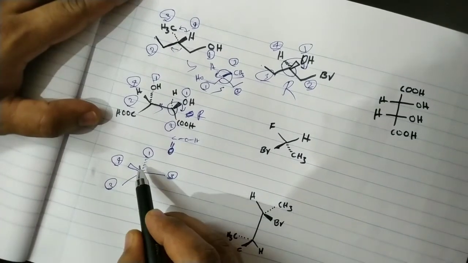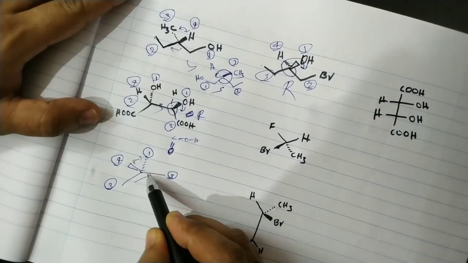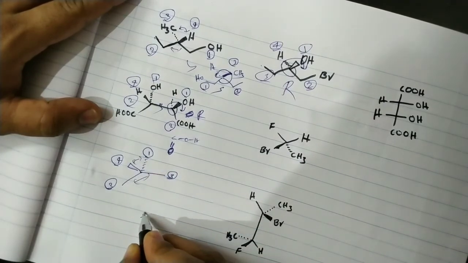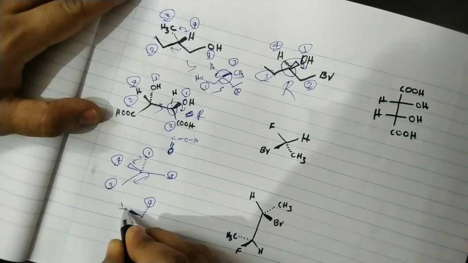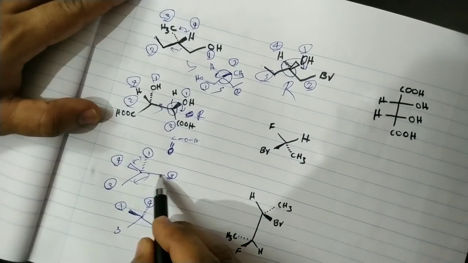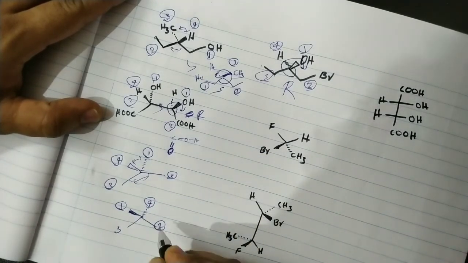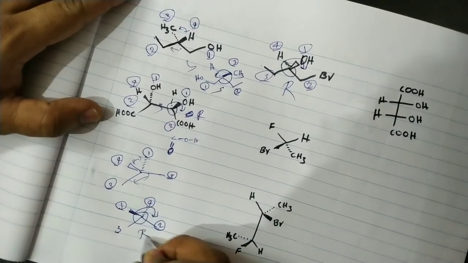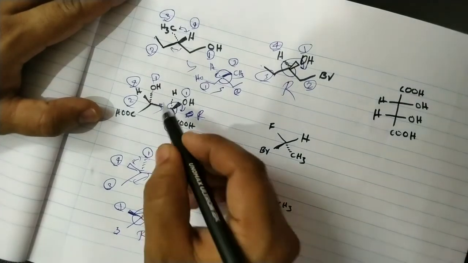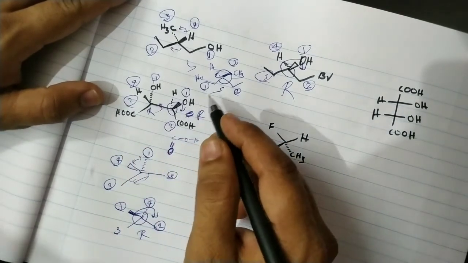So in this case, we make some exchanges: exchange these two, or exchange these two. So this fourth priority group goes below the plane, and the first priority group comes above the plane. Now this one is the third priority group, and this is the second priority. Exchange these two, exchange these two, an even number of exchanges in total. Okay. So in this case, first priority, second priority, third priority, its configuration is actually R. So this chiral carbon has R configuration, and here also R configuration.